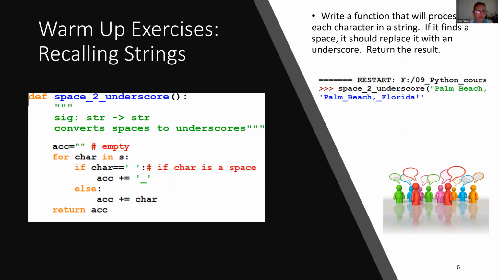Write a function that will process each character in a string. If it finds a space, it should replace it with an underscore and return that result. So how would we do something like that? It would be something perhaps like this. We'd start off with an empty accumulator and do for character in S, that is, for character in the string. If the character is equal to the space, and this is the Boolean equal, don't forget, then we would accumulate an underscore as opposed to accumulating the current character. But if we're going to proceed without that, we would just do the accumulator plus equals that character, and then we could return that accumulator, and we could convert from a string that has spaces in it to one that has those spaces replaced by the underscore.